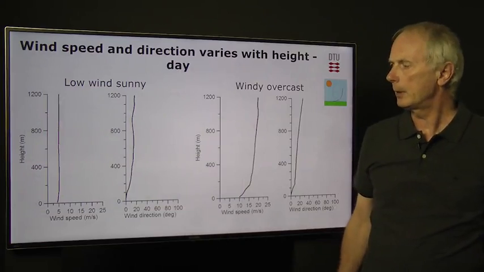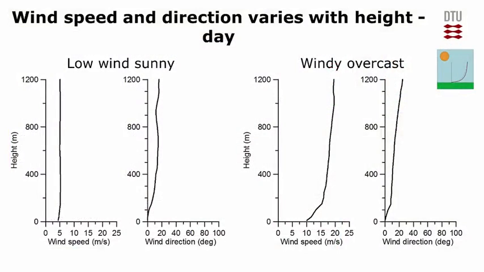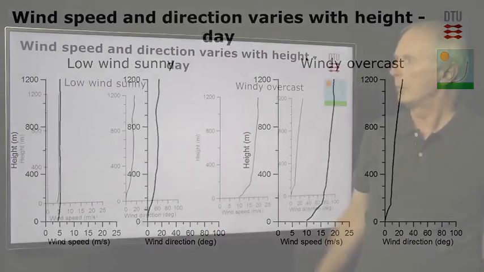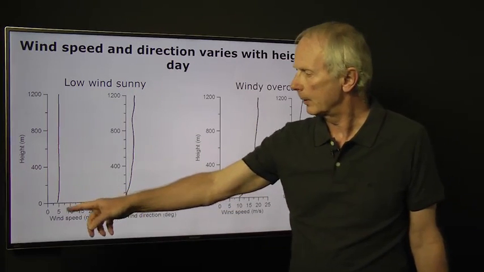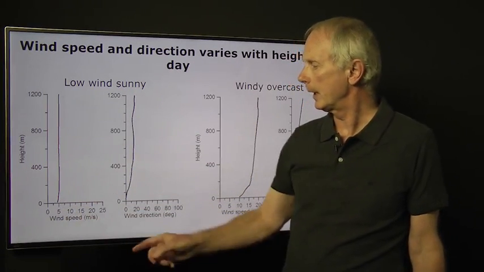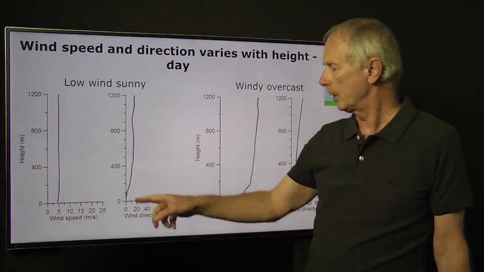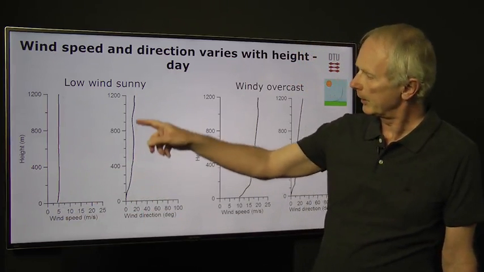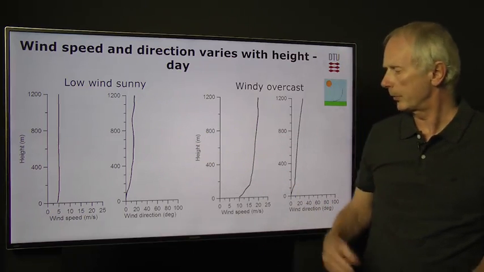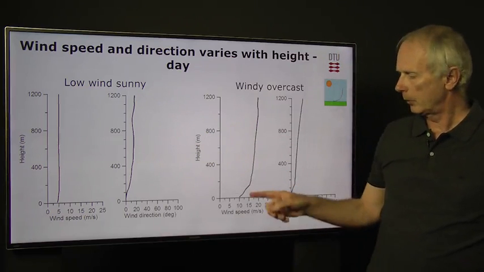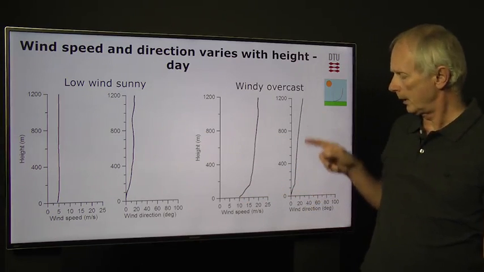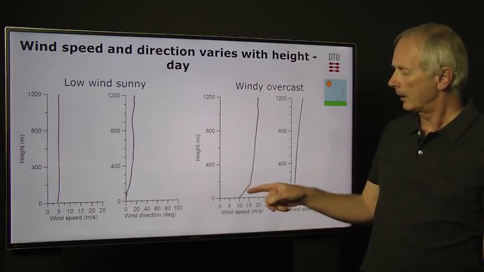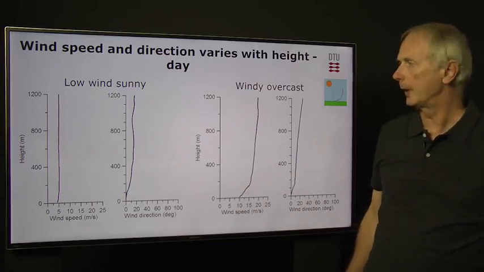So here are some examples from the wheel of the wind profiles during day. We have low wind on a sunny day, and here we see that the wind speed is low and near constant with height. The directional shear is also low because of the efficient mixing. If it's overcast, you have closer to neutral, you still have a low wind, a low directional shear, but you have a more pronounced profile.